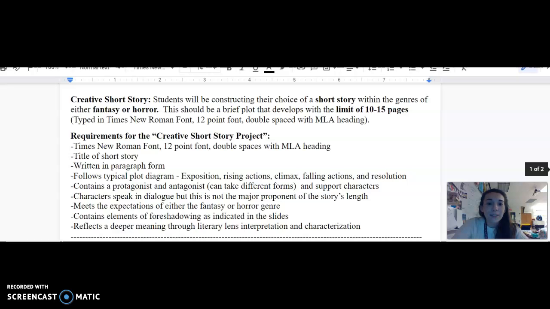Alright, meets the expectation of either fantasy or horror as a genre. Contains elements of foreshadowing as indicated in the slides, and reflects a deeper meaning through literary lens, interpretation, and characterization.